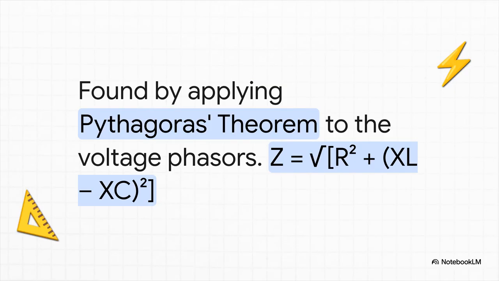So, with that diagram in your head, the net voltage from the inductor and capacitor is just VL minus VC, a vertical line. That vertical phasor, combined with the horizontal VR phasor, forms a perfect right-angled triangle. The hypotenuse is just your total source voltage. A little bit of Pythagoras' theorem, you substitute in, V equals I times Z, VR equals I times R, and so on, cancel out the current from every term, and you're left with the impedance formula. Z equals the square root of R squared plus the square of XL minus XC.